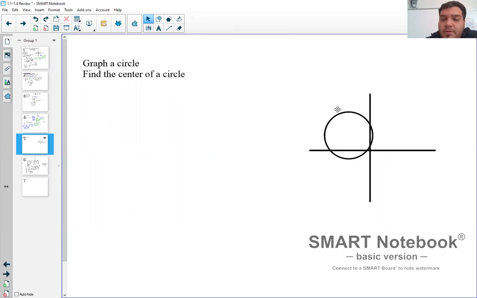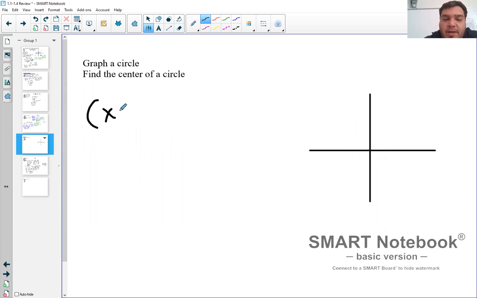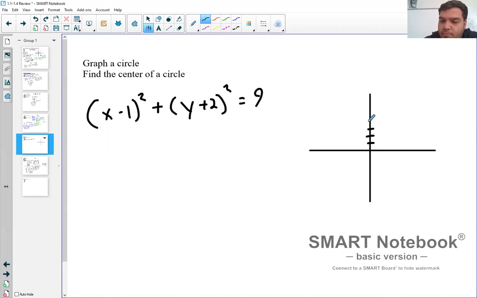So we're going to graph a circle and how to tell the center. Ironically, you find the center first, but let me just make an equation up. So (x minus 1) squared plus (y plus 2) squared equals 9. And in this one, we're going to find the center first, technically.